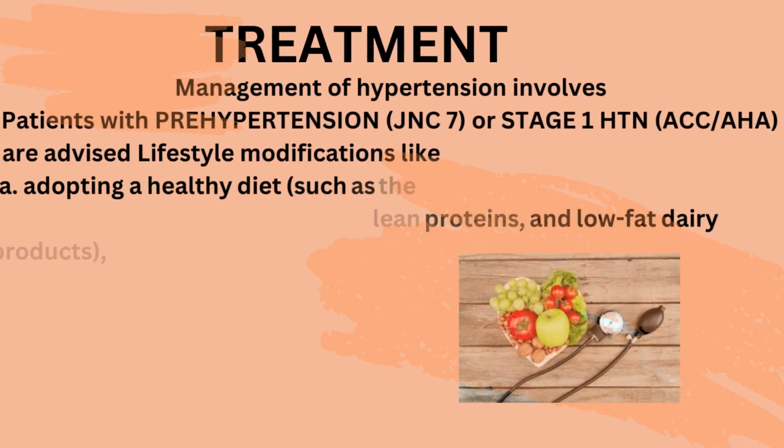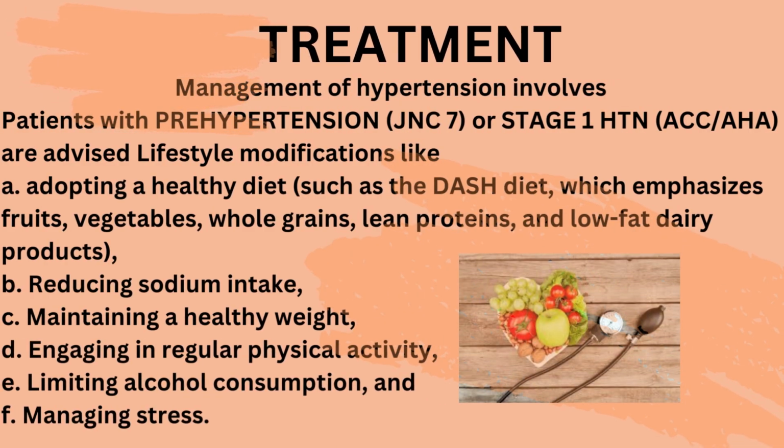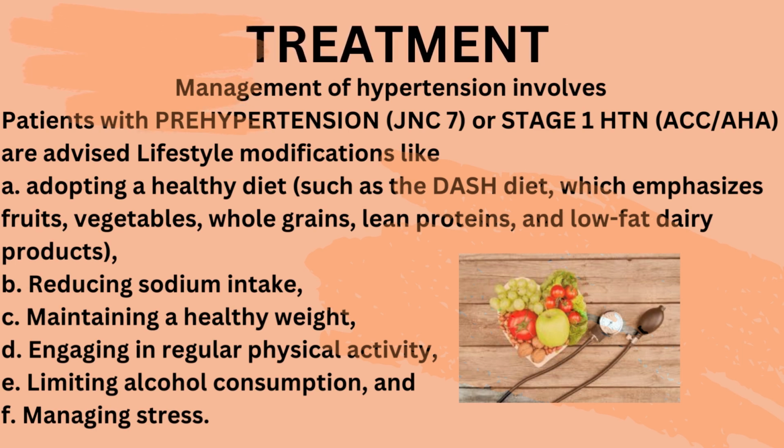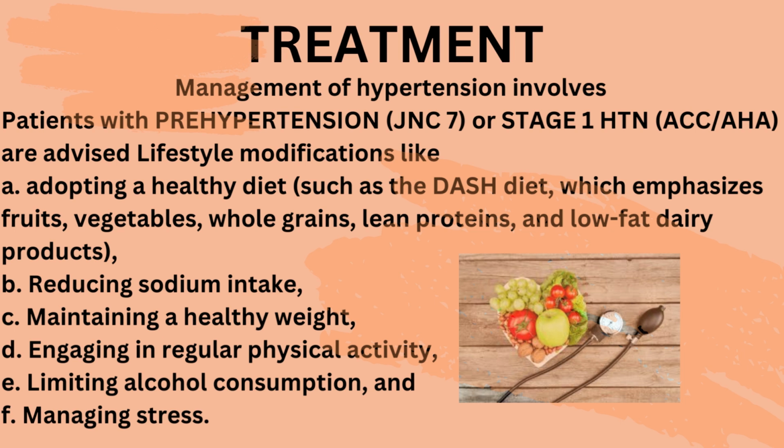Let's move forward to the treatment options for a hypertensive patient. Patients in the prehypertensive group as per JNC classification, or stage 1 group as per ACC and AHA classification, need to be managed mostly with lifestyle modifications, which include adopting a healthy diet, such as the DASH diet, which emphasizes fruits, vegetables, whole grains, lean proteins, and low-fat dairy products.